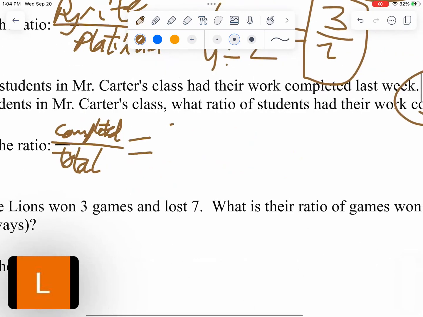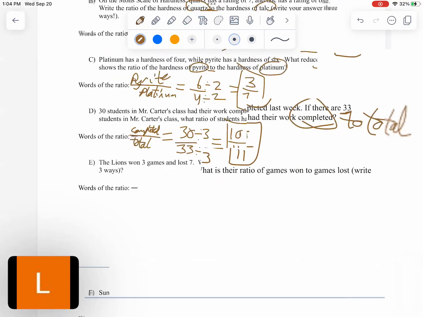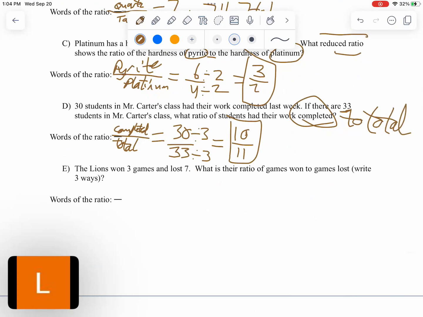Then we know that there were 30 out of 33, but we can do something with that. Both of these have a factor of 3. So that's going to give us a ratio of 10 to 11, or 10 elevenths. There's no three ways on this one, so you don't have to write the other two ways.